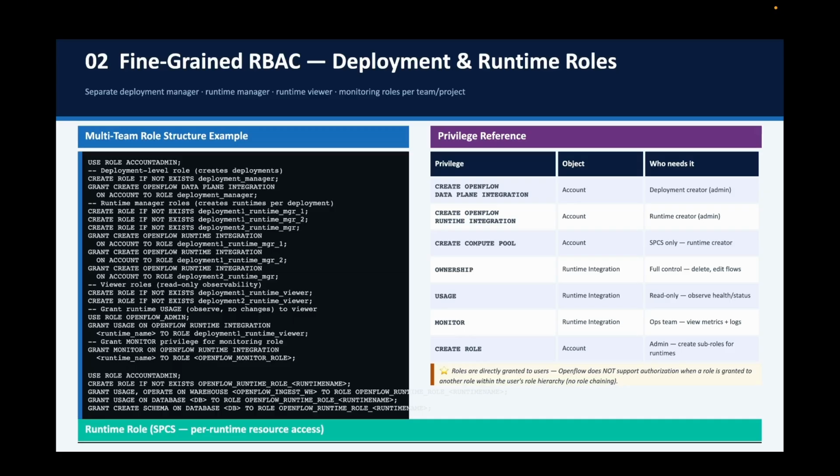Create role permission is an account level object. An admin is needed to create the subroles for runtimes. Roles are directly granted to users. Openflow does not support authorization when a role is granted to another role within the user's role hierarchy.